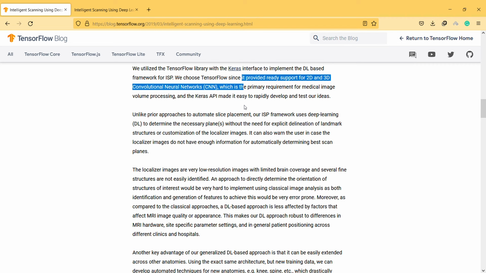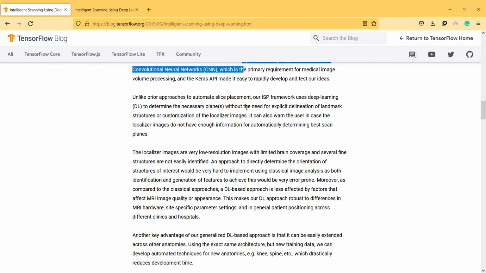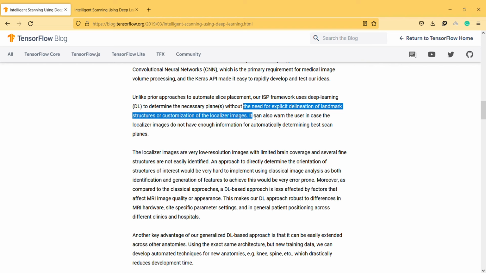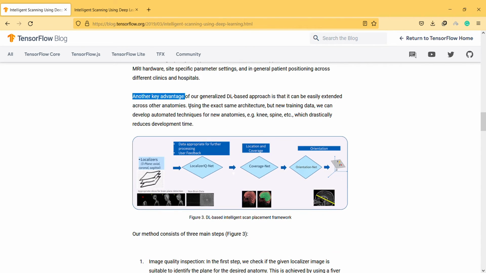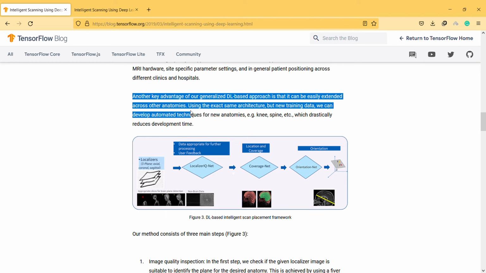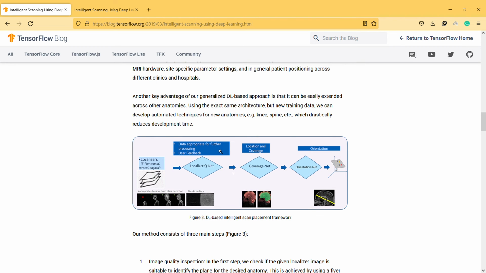Unlike prior approaches to automate slice placement, our framework uses deep learning to determine the necessary planes without the need for explicit delineation of landmark structures or customization of the localizer images. It can also warn the user in case the localizer images do not have enough information for automatically determining the best scan planes. So what else do they say? Another key advantage of our generalized DL-based approach is that it can be easily extended across other anatomies. Using the exact same architecture but new training data, we can develop automated techniques for new anatomies. Something like this: data appropriate for further processing, user feedback, location and coverage, and orientation.